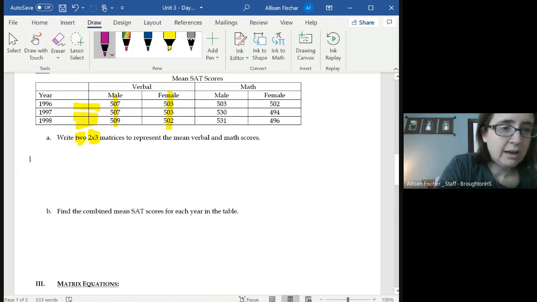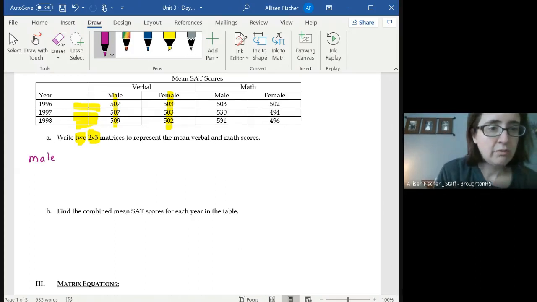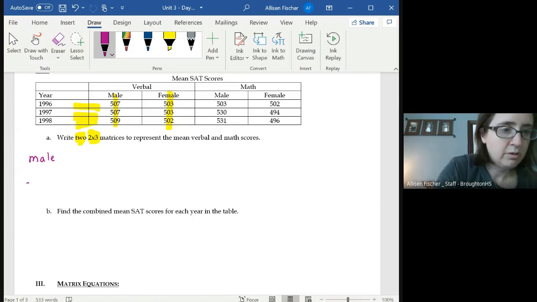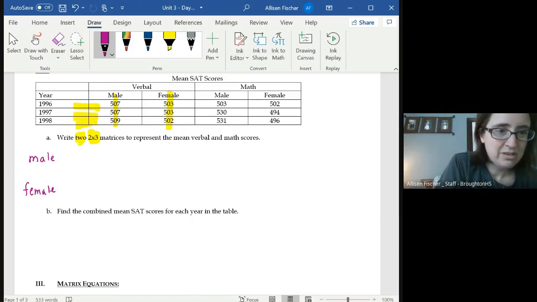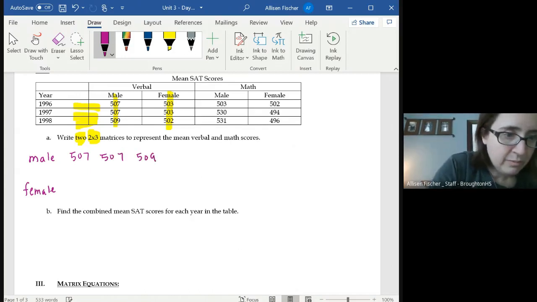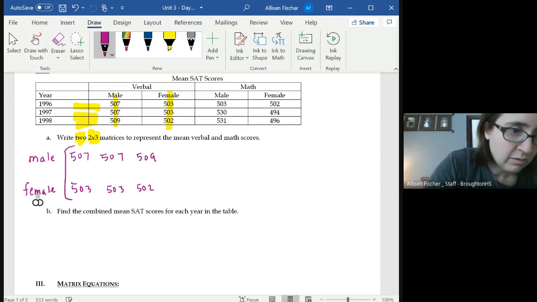So I kind of like to write out to the side what everything's going to represent. So we're going to have 1 row for males and 1 row for the females. So for the male scores, we have 507, 507, and 509. And then for the females, 503, 503, and 502. So there's the average verbal scores.